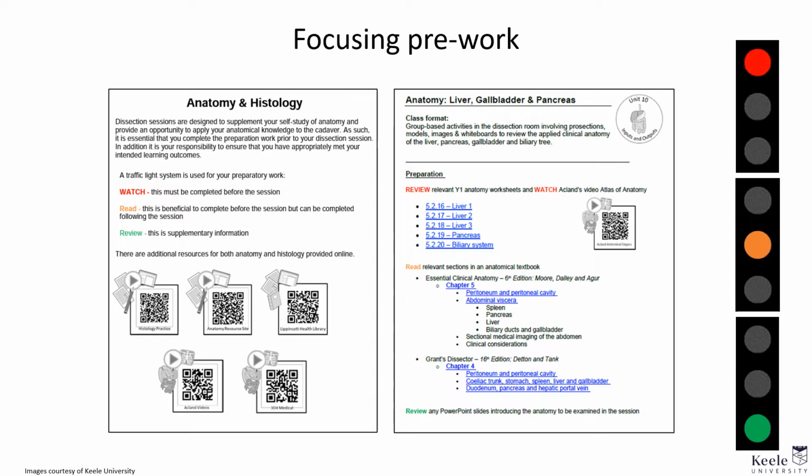Here we can see the mandatory material in red is to review the content from their first year session on the structures and to watch a series of video clips. The amber recommended material is reading specific pages in 2 course textbooks, and the green supplementary material is reviewing the relevant lecture from first year.